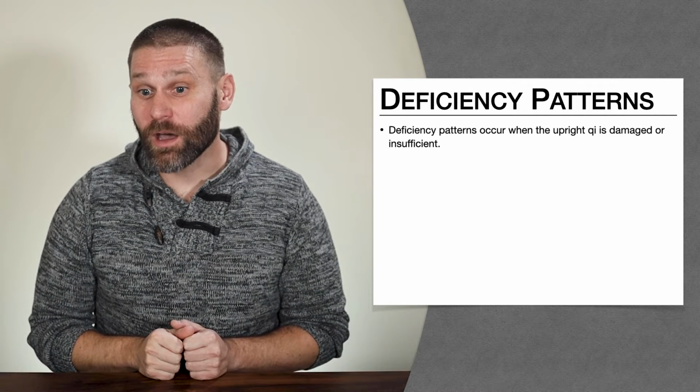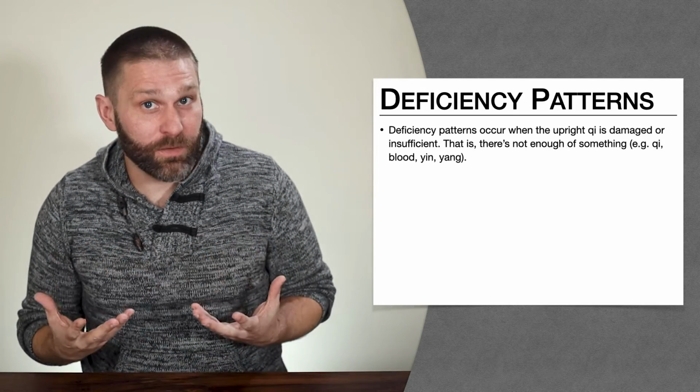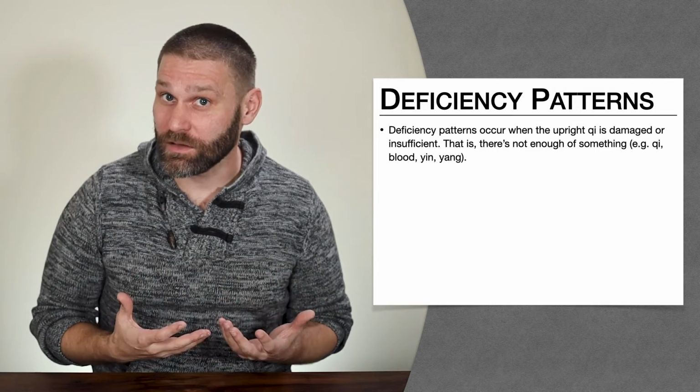Opposite that, we have deficiency patterns. Deficiency patterns occur when the upright qi is damaged or insufficient. That is, there's not enough of something. Not enough qi, not enough blood, not enough yin, or not enough yang.